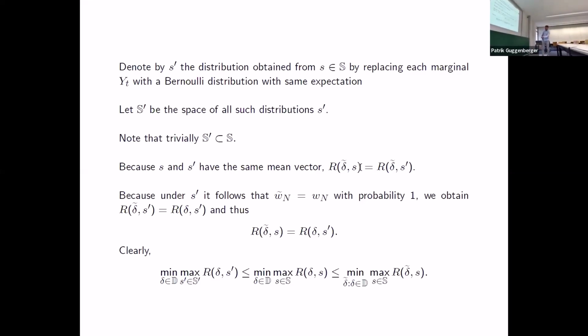Now we are really done. We just have to realize that we have that string of inequalities. Here we are taking the minimum over all treatment policies and we max over all the S prime, so a bunch of Bernoulli distributions. This is smaller or equal to this quantity because here we are maxing over all S's and we have this inclusion here. So trivial. Also, this inequality is trivial because here we are minimizing only over the coarsened treatment policies, whereas here we are minimizing over all treatment policies. So we trivially also have this inequality. But given now that those two are the same, it follows that the inequalities are actually equalities.